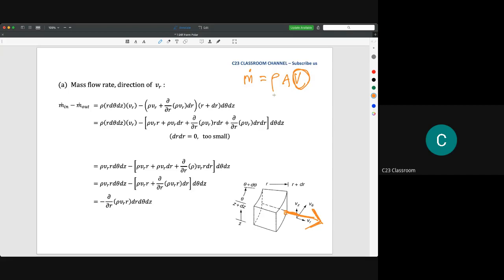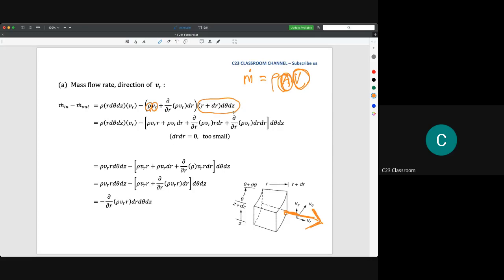The explanation is the same as the Cartesian coordinate because we are deriving an equation that suits both compressible and incompressible flow. It means we try to derive an equation that can be used for both. That's why we assume here that density and velocity may change. So the only unchanged parameter is the value of A. So the A here is (r plus dr) d theta dz.